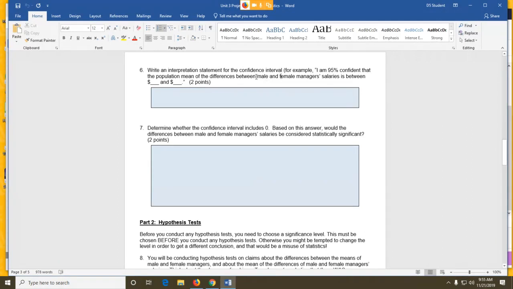So on this statement, instead of saying the differences between male and female managers' salaries, you should say between female and male managers' salaries. Because otherwise, anybody reading it would think that it had come out the other way. So whatever you did in StatCrunch, make sure that it matches. The order that you did in StatCrunch, make sure that the order in your statement matches that.